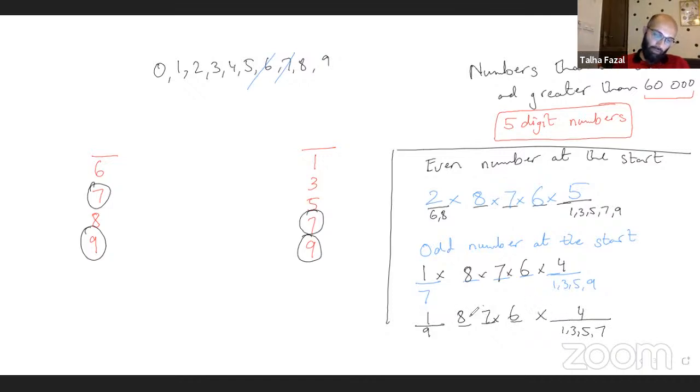So you don't have to split this up. What you can do is just multiply this part by 2, and you can get rid of the one that we have done below. So this gives you all the odd numbers which are bigger than 60,000 and are odd as well.